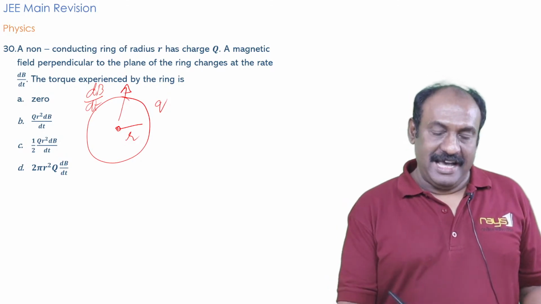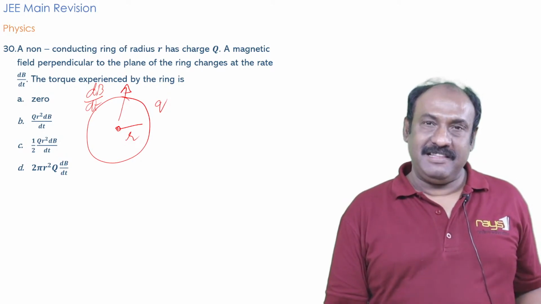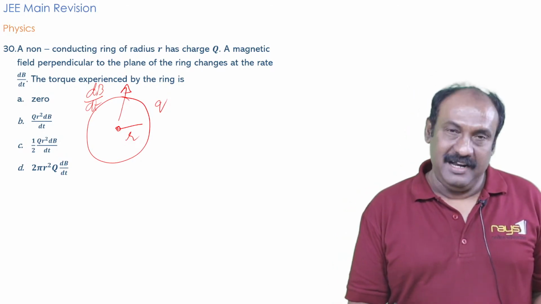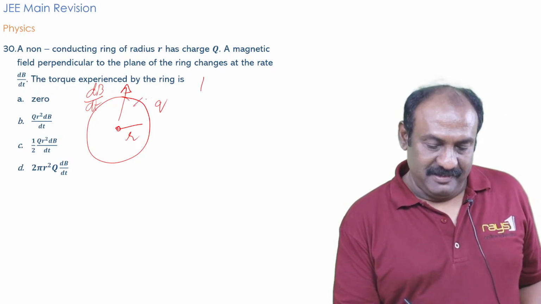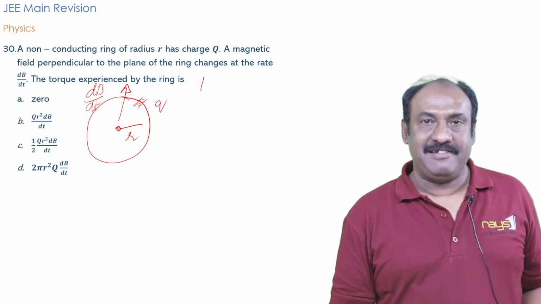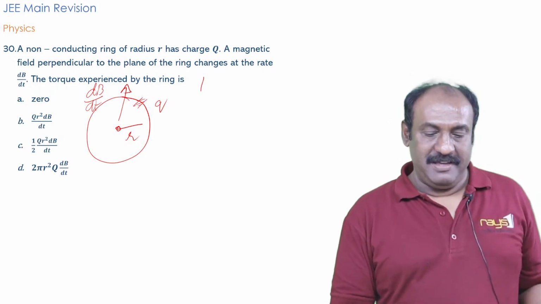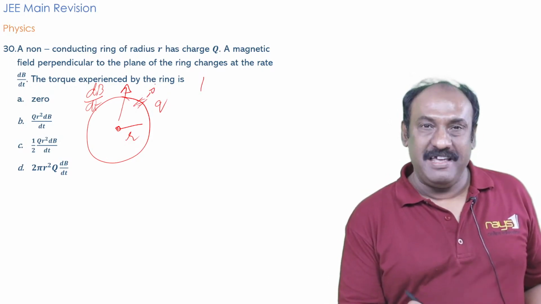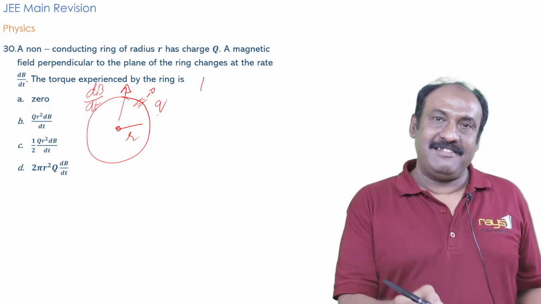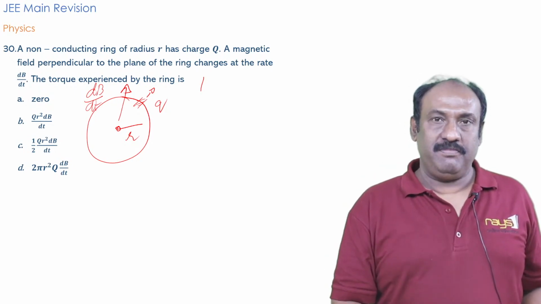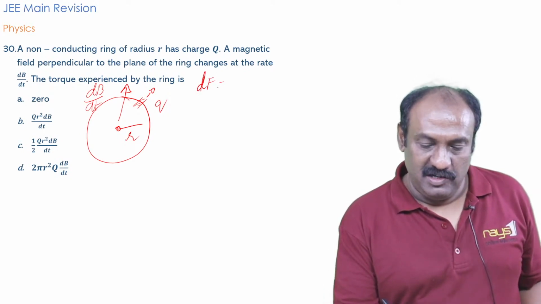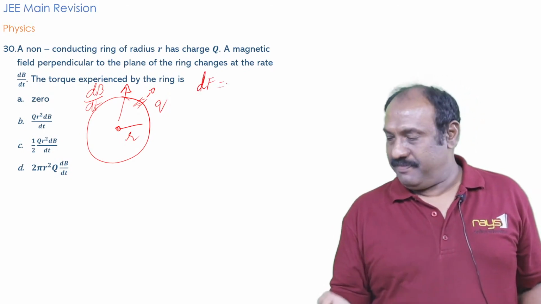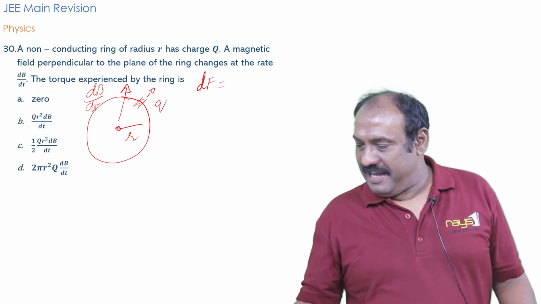When a ring having some charge is placed in a time varying magnetic field, it experiences force. The ring can be considered as a number of elemental strips. I consider one of the elemental strips, and the force experienced by this elemental strip having charge dq due to the time varying magnetic field is dF equal to BIL.